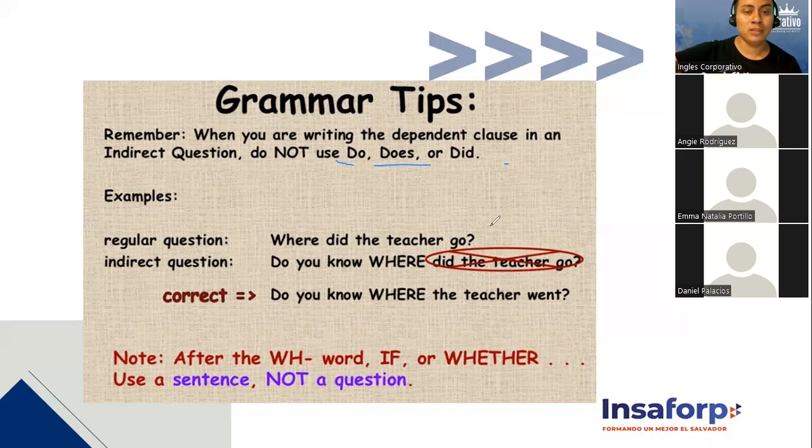You don't say, do you know where the teacher did go. No, directly, this time we just make it without the auxiliary. We only say, do you know where the teacher went? Okay, keep that in mind. No auxiliaries in the second dependent clause after a WH word. This is what I think Gustavo already pointed out. After the WH word, we use if or whether, okay? Use a sentence, not a question. Remember that, okay? Now it's time to practice, all right?